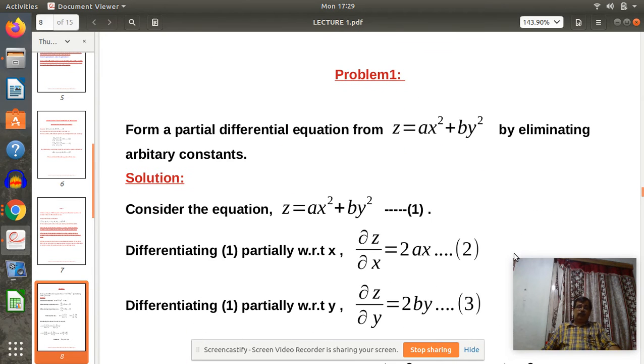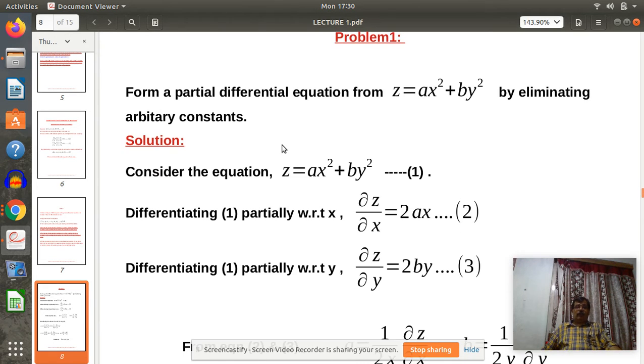Now, I will give some problems for forming partial differential equations by the method of elimination of arbitrary constants. Problem 1: Form a partial differential equation from z equal to ax square plus by square by eliminating arbitrary constants. So this is a functional relation, a mathematical relation. We have to form a differential equation from this by eliminating arbitrary constants.